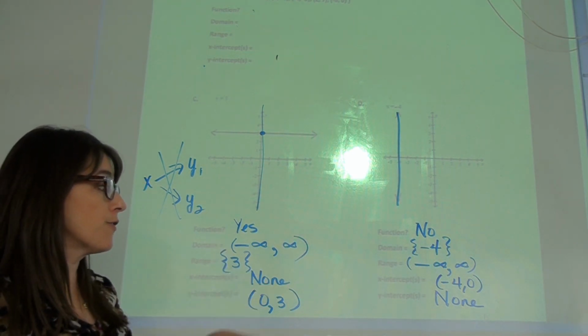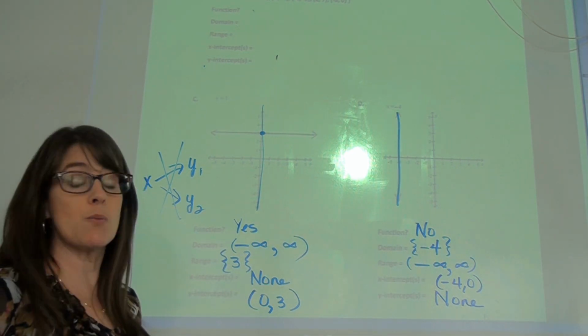So this is how you identify your function, domain, range, x and y intercepts.